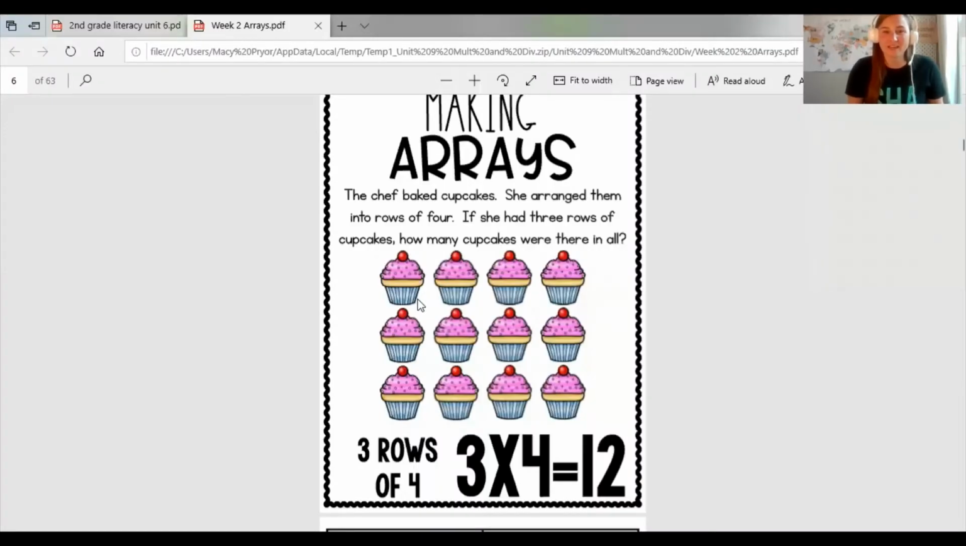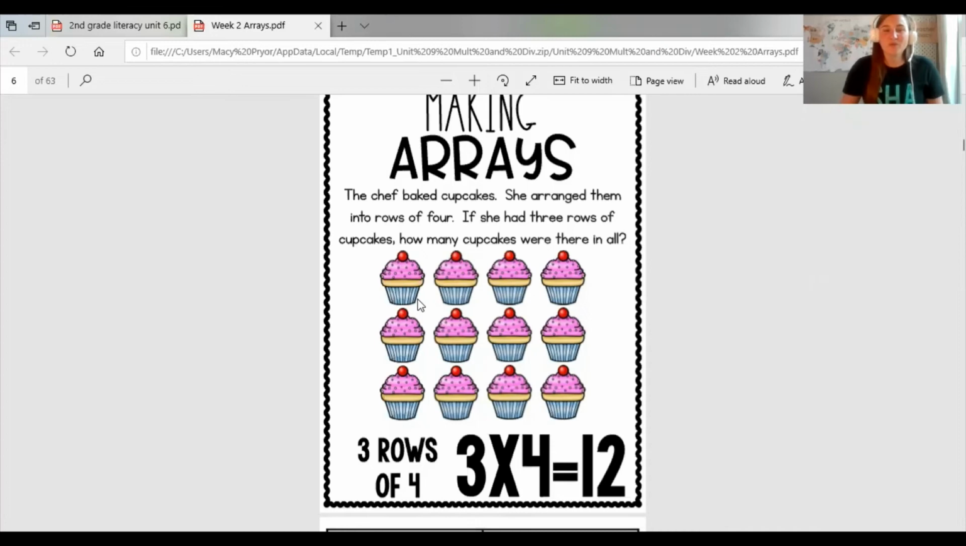Okay, second grade, for math today, we're going to be looking at arrays. So we're going to be building on that repeated addition that we learned last week and adding a little bit to it. So I want to show you what I mean when I say array. Okay, here you can see an array of cupcakes.